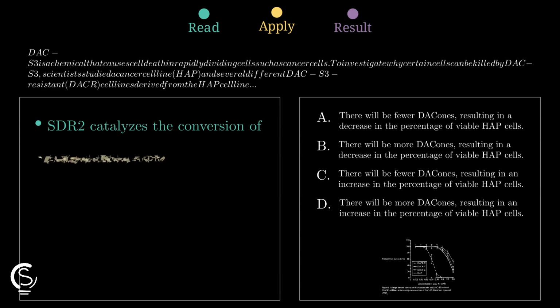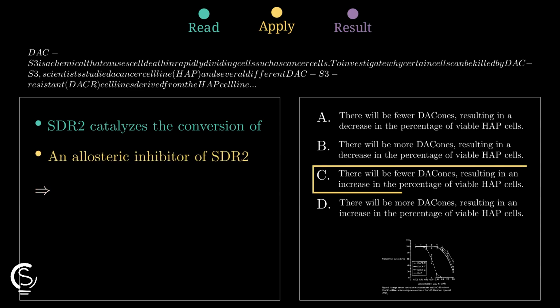Since DACones kill cells, fewer of them allow more HAP cells to survive. This confirms the prediction in option C.